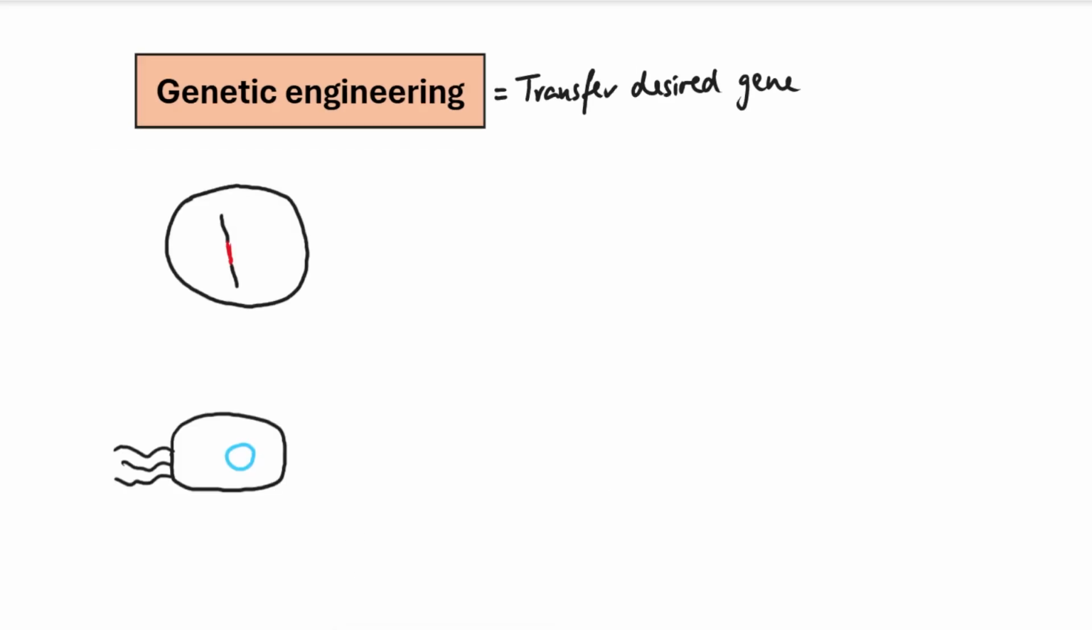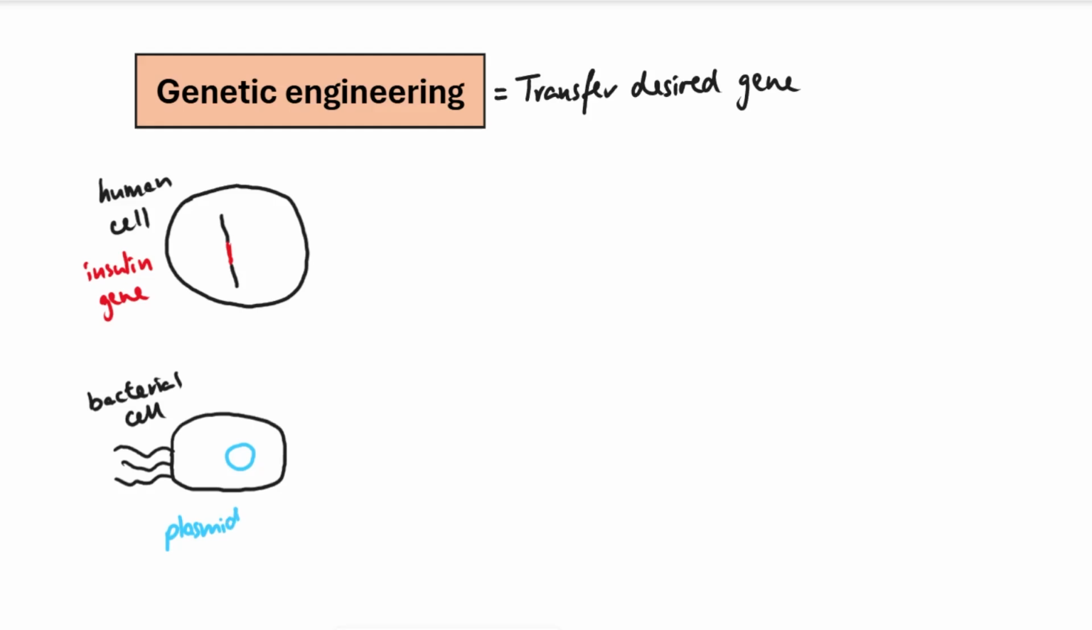So first of all, here we've got two cells. This cell on top here, let's say that's a human cell. And inside the human cell, we've got lots of chromosomes, and here's one of them. The red bit here is representing the insulin gene that we want to transfer. Whereas at the bottom here, this is a bacterial cell, and inside it is the plasmid.